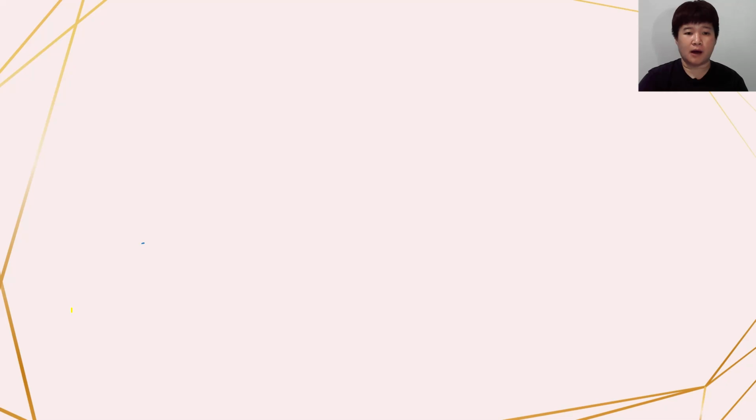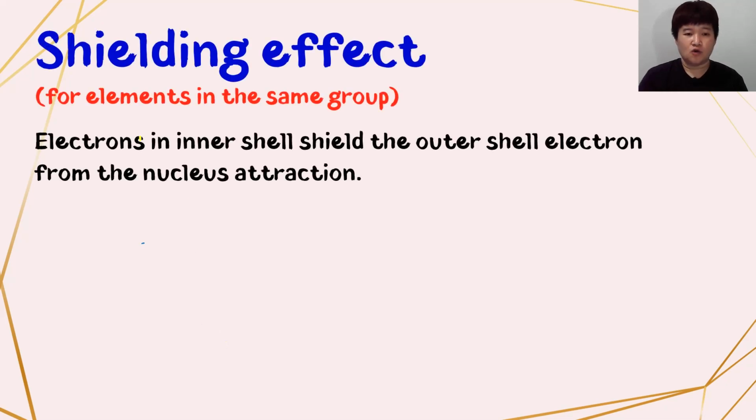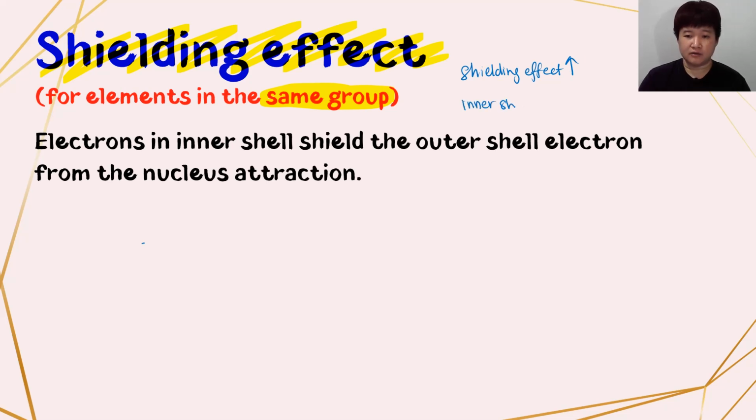Next, we'll talk about shielding effect. What is actually shielding effect? Bear that in mind, shielding effect will be used when we are talking about elements in the same group, or when going down a group. Shielding effect will be extremely high when the number of inner shells is higher. So I can show you what I mean by this.